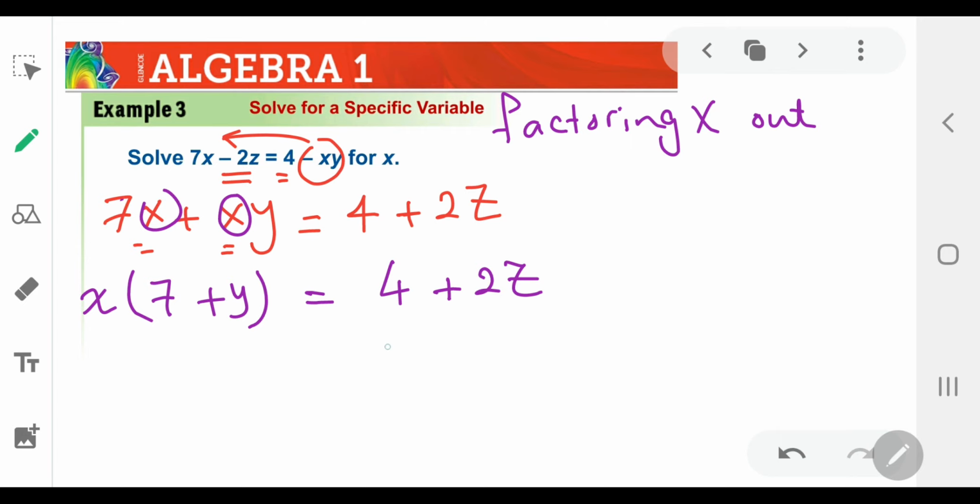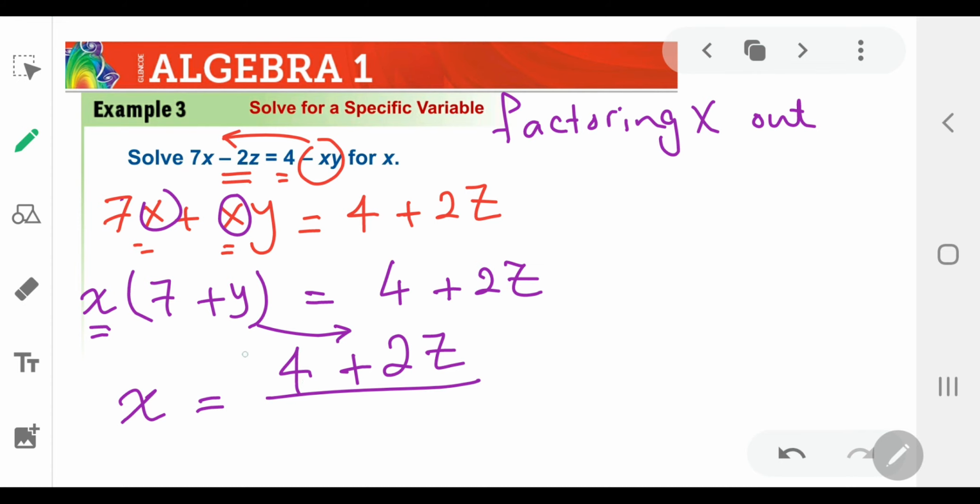Why did I do this step? I did this because I need to isolate x. And x now is multiplied by this expression, which is 7 plus y. To isolate x and get rid of this multiplication, I would drag it to the other side as division. And in one step now, I can isolate x completely by dividing the right-hand side by 7 plus y. Again, I needed to solve for x, so I need to isolate x. So the right-hand side, 4 plus 2z, is all divided by the expression multiplied by x, which is 7 plus y.